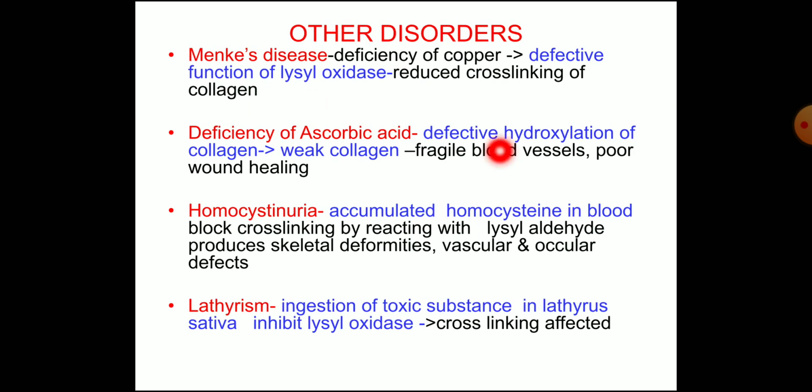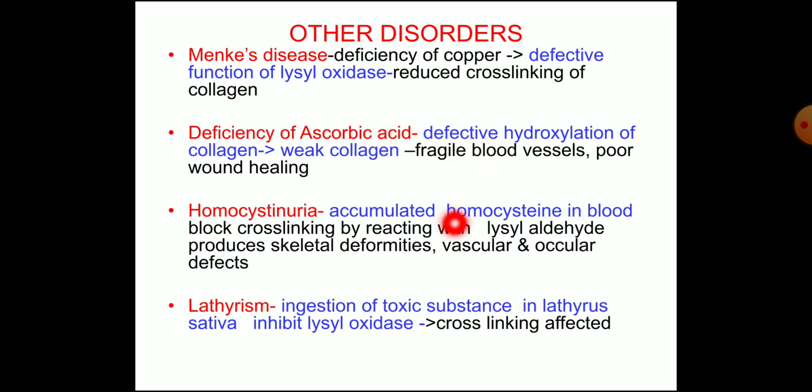Now there are other disorders. In Menkes disease, there is a deficiency of copper, defective function of lysyl oxidase, and reduced cross-linking of the collagen. So for collagen cross-linking, this is needed. Then deficiency of ascorbic acid causes defective hydroxylation of collagen, so weak collagen is formed, with fragile blood vessels and poor wound healing. When there are fragile blood vessels, there will be swollen, bleeding gums in scurvy, that is deficiency of ascorbic acid.